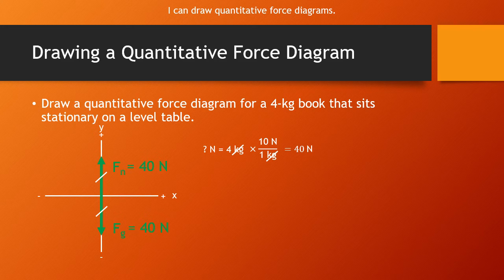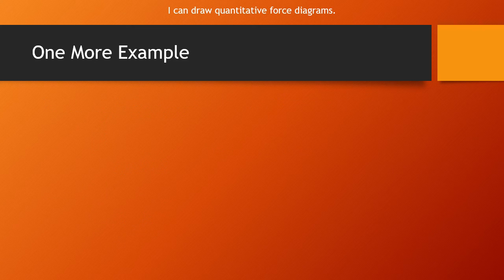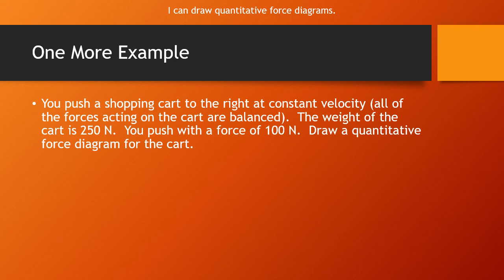We have drawn a quantitative force diagram for a 4 kilogram book sitting stationary on a level table. Let's take a look at one more example here. So this time, you push a shopping cart to the right at a constant velocity. And recall what that means is all of the forces acting on the cart would be balanced.